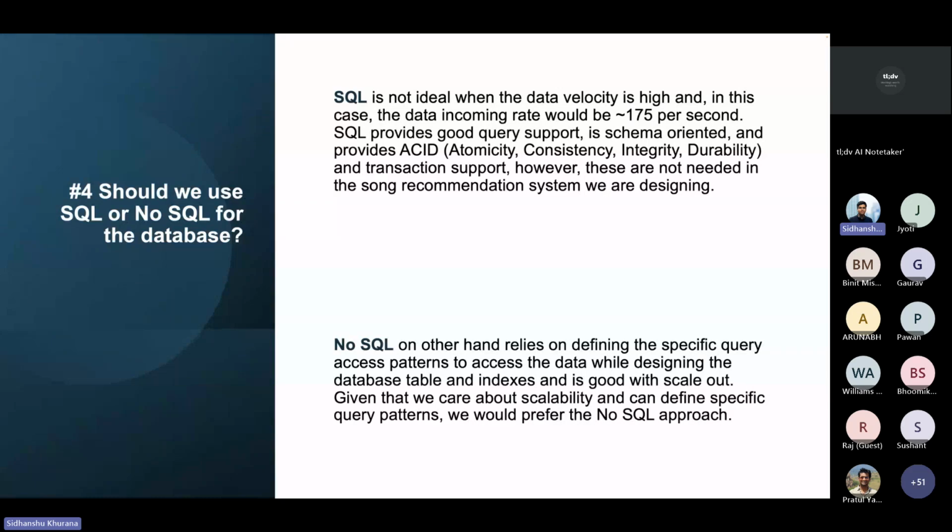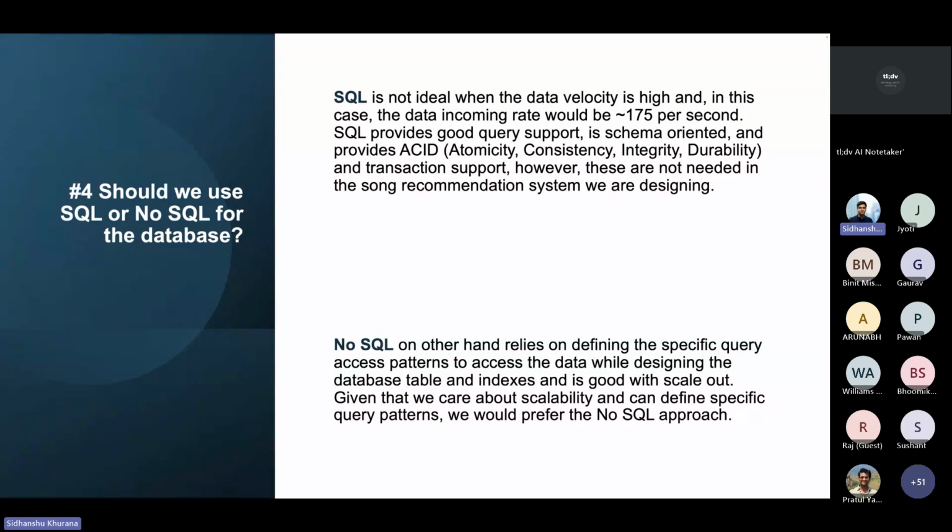NoSQL, on the other hand, relies on specific query access patterns to access the data when designing the database tables and indexes, and is generally good to scale out. Nowadays, AWS DynamoDB also supports transactions, but those transaction capabilities are limited. They don't match how SQL supports them. But as I said, we don't need transactions or ACID things.